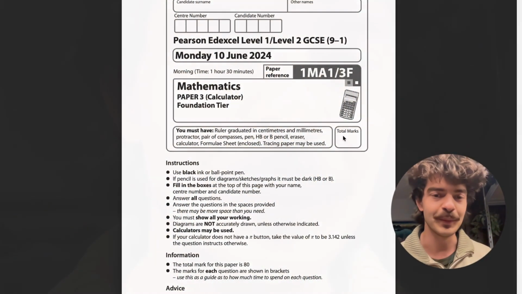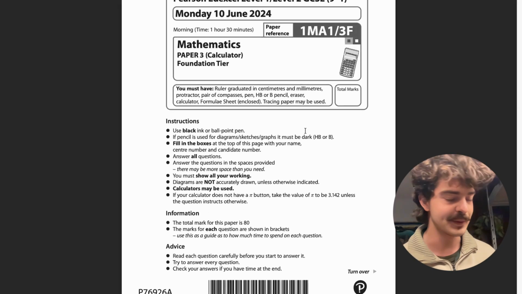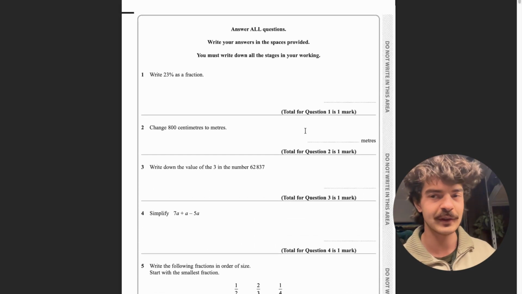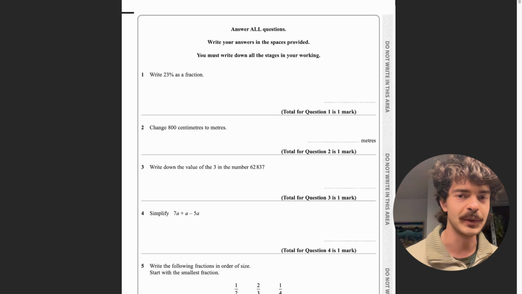Cool. So first thing to note, paper threes, they're calculators, right? So we're going to be using our calculator as much as possible for this. But yeah, let's dive in. Let's see what we can do.